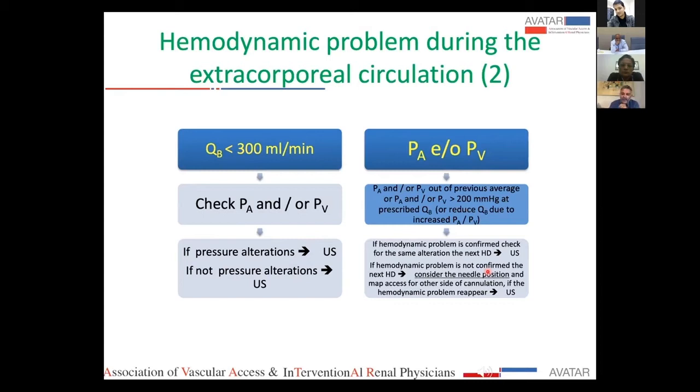In other cases, we can have a blood flow in the range, but we can identify an alteration in the arterial and venous pressure. In this case, we have to check the value according to the previous value, and then we have to perform the ultrasound overall to identify the needle position and to recannulate the vascular access to reduce the pressure and achieve the best blood flow for the access.